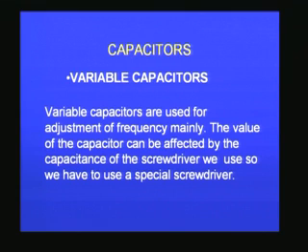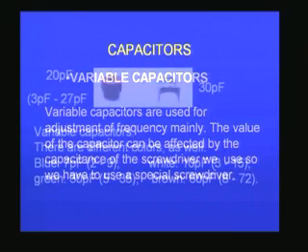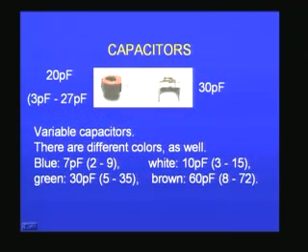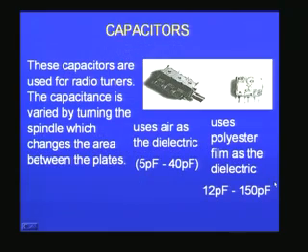What is being done here is the area of contact, the area between the two plates, will be changed, thereby the capacitance will be changed. I have shown here pictures of variable capacitors. You can use a screwdriver here and move this on top, which will vary the capacitance from 3 pF to 27 pF, etc.